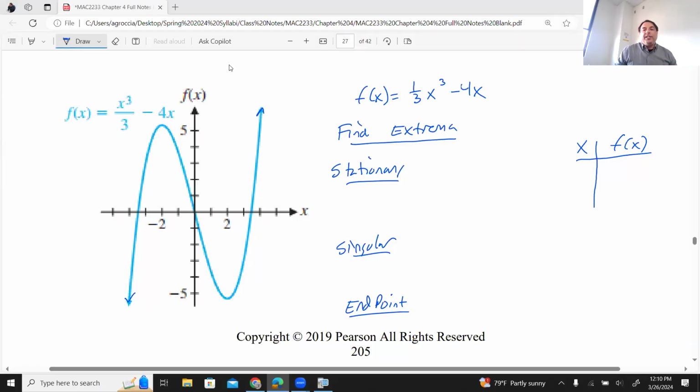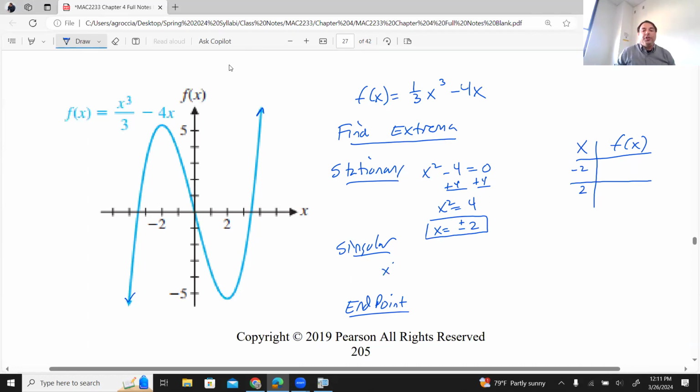So to find stationary, take the derivative. 3 times a third is 1. So that's going to be x squared minus 4 equals 0. When you work that out, please be careful. Plus 4, plus 4. When you get x squared equals 4, what do you get for x? Plus or minus 2. You get 2 answers. So if you only have the positive, you're missing one. So we have -2 and 2.